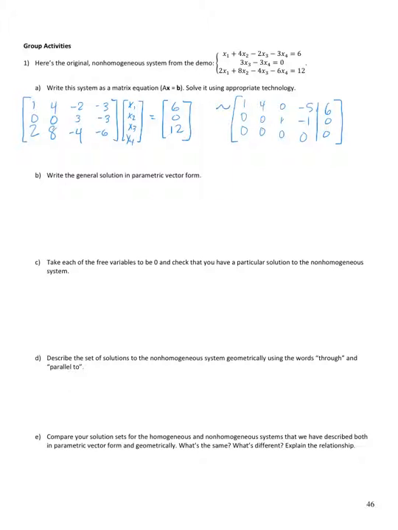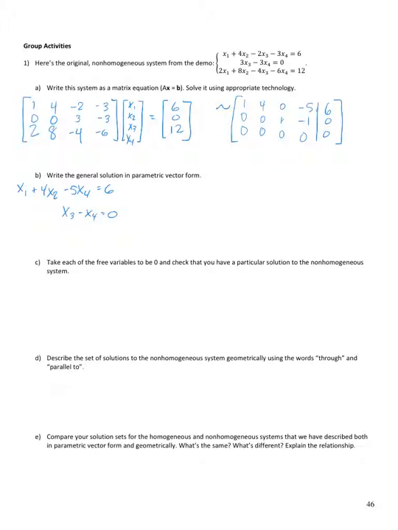Okay, so now I translate this to equations, and then I'm going to move it into parametric vector form. But I'm going to start by just translating the augmented matrix to equations. X1 plus 4x2 minus 5x4 equals 6. X3 minus x4 equals 0. And my last row gives me nothing. It just says 0 equals 0.